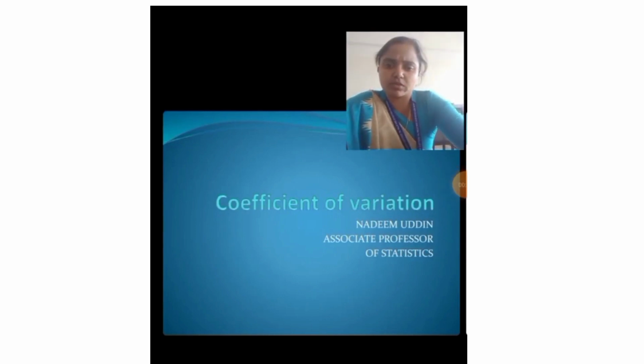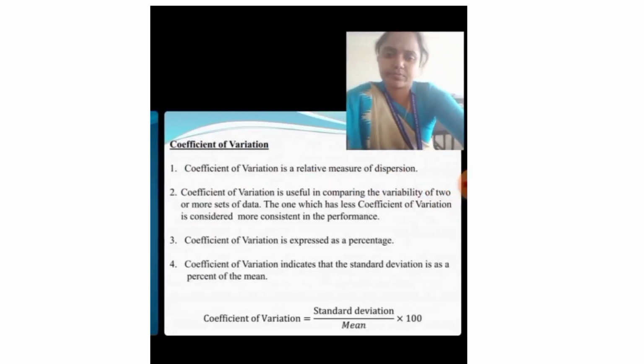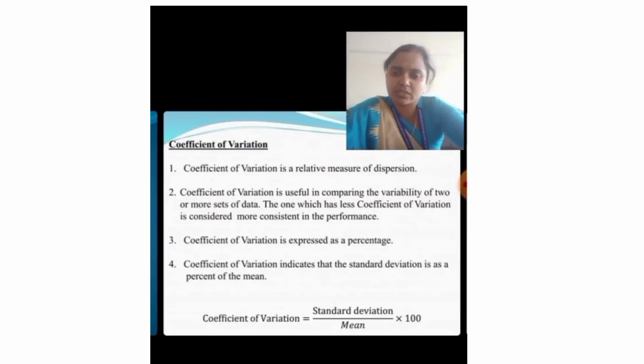Today our topic is coefficient of variation. First of all, what is coefficient of variation? Coefficient of variation is nothing but a relative measure of dispersion, and it is useful in comparing the variability of two or more sets of data.